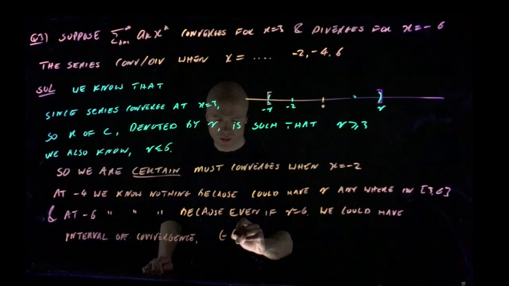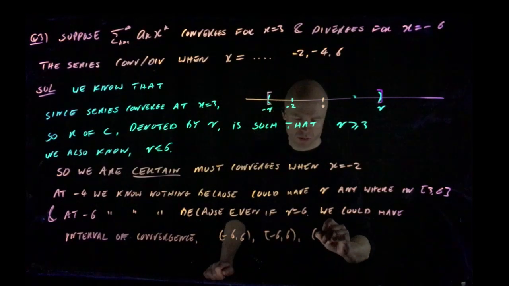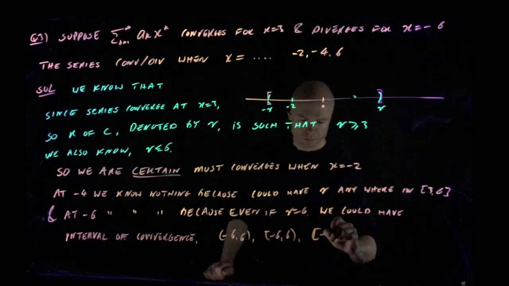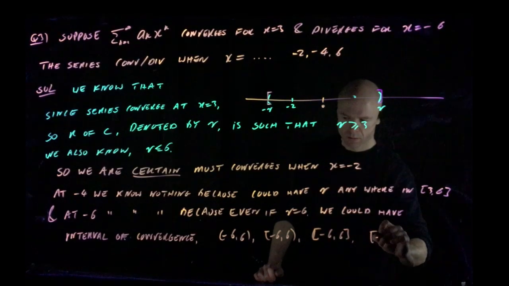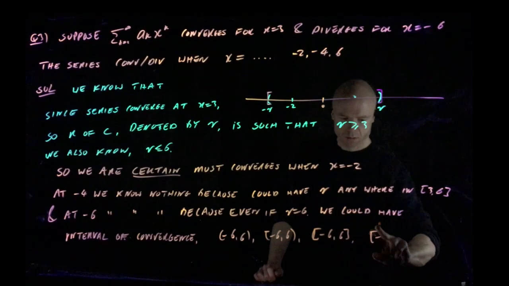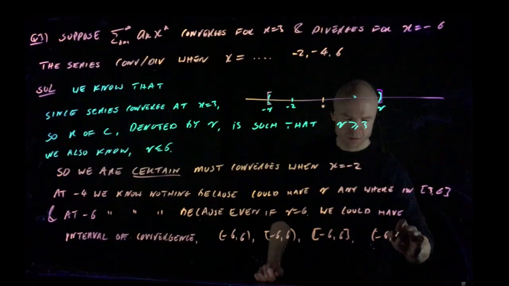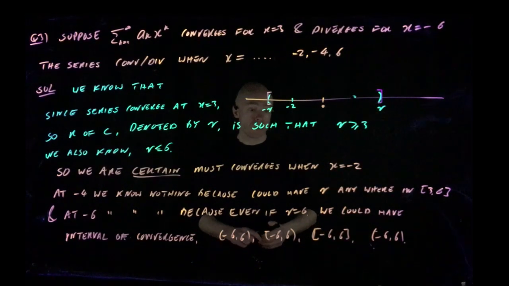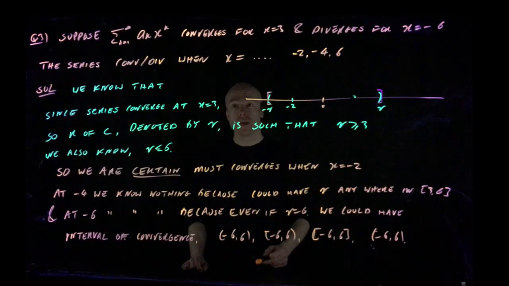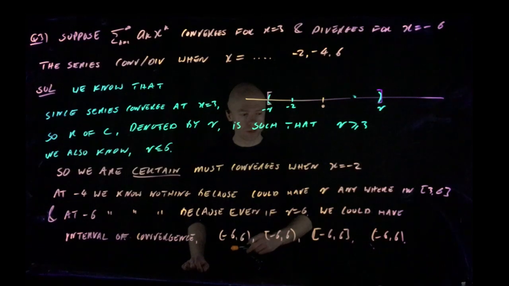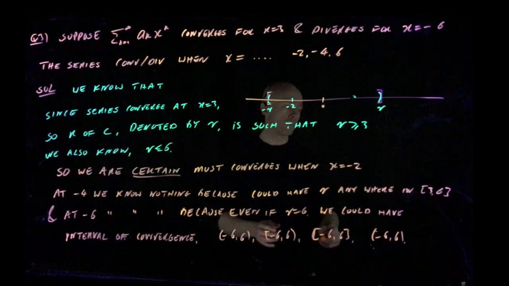Of the form -6 to 6 closed, the half-open ones, or just the open interval -6 to 6. Any one of these is possible if r is 6. So if it's this one, then yes, it would converge. If it's this one, yes, it would converge. Otherwise, it wouldn't converge. And if r is less than 6, it won't converge. So we don't know anything from our hypothesis.